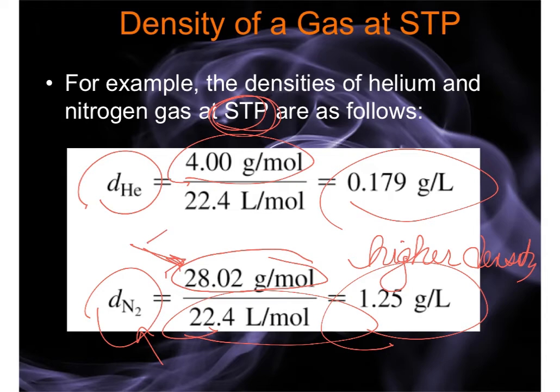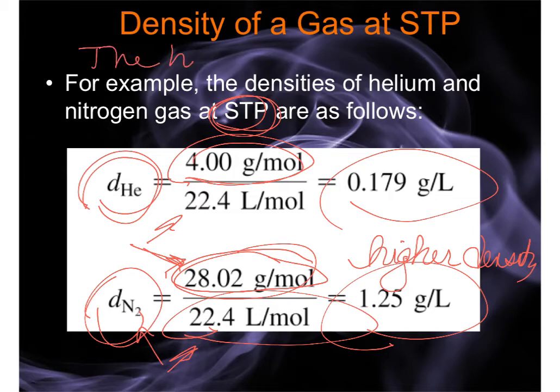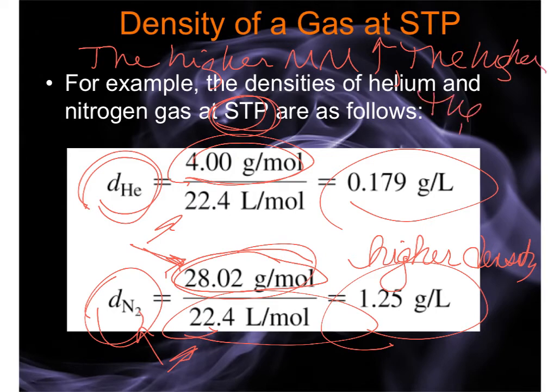So the bottom line is, since the molar volume for all gases under STP is going to be the same, 22.4, the density differential between gases depends exclusively on the relative molar masses. So what you can say for certain is the higher the molar mass of a gas, the more dense, the higher the density, always. All right, so that's good to know.